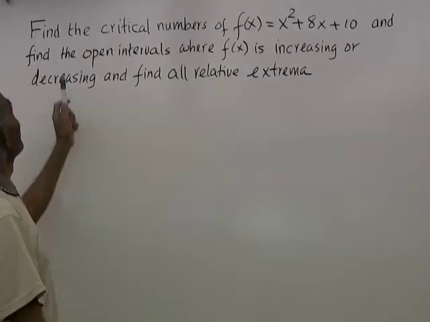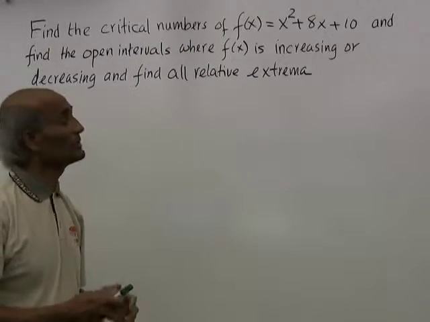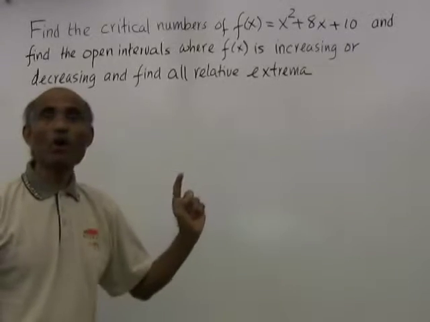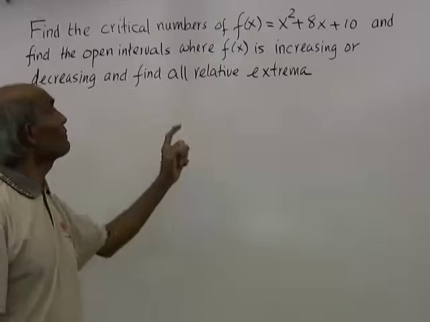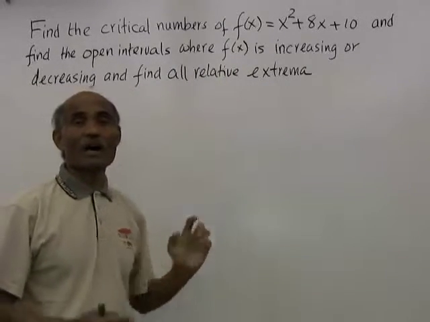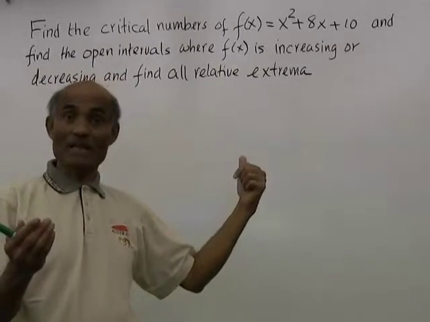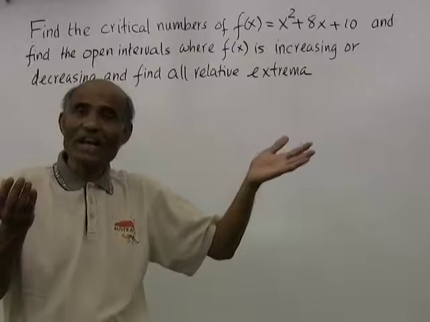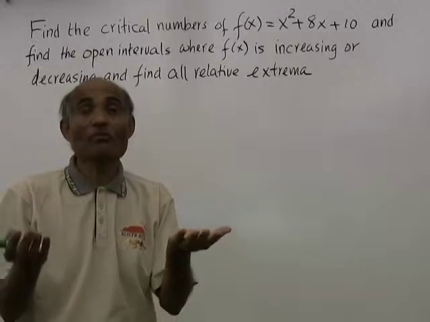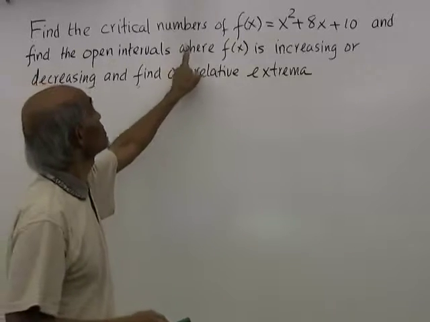Look at this problem. Find the critical numbers of f of x equal to x squared plus 8x plus 10, and find the open intervals where f of x is increasing or decreasing, and find all relative extrema. And once you have done that, you also get an idea of what the graph of the function is like. Alright, let's start by doing the critical numbers.